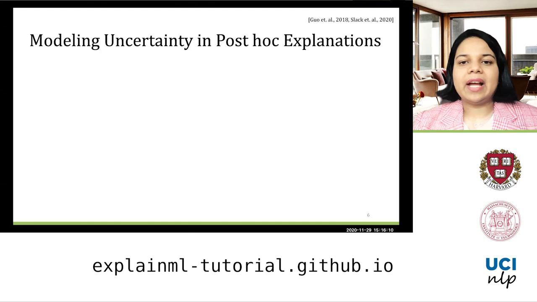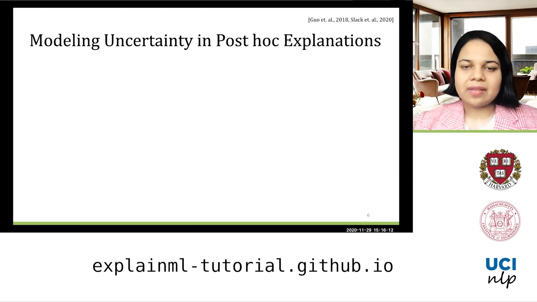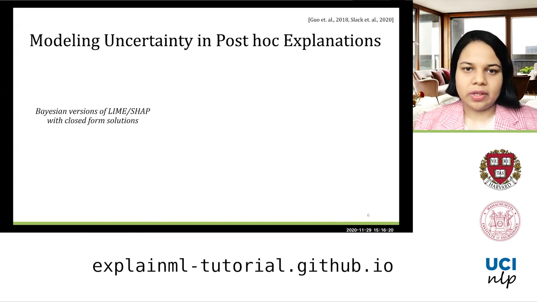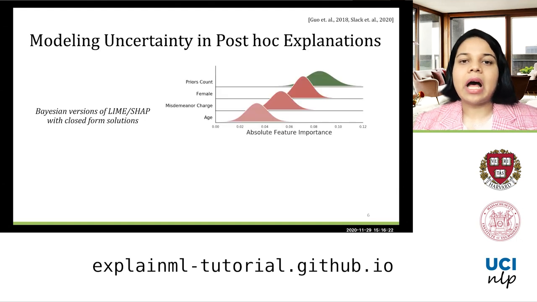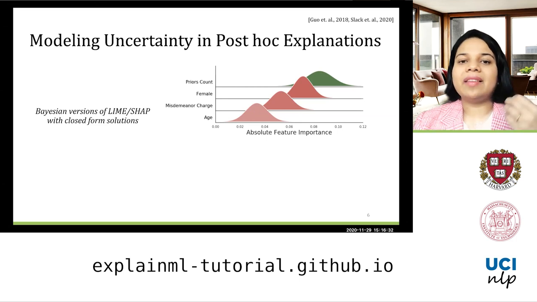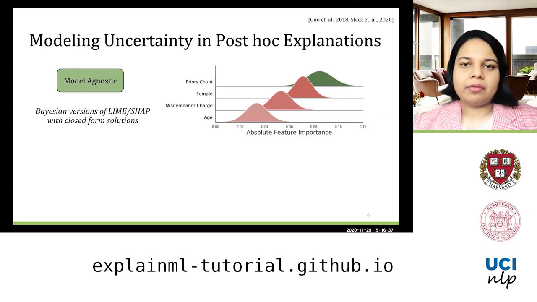Let's start with modeling uncertainty in post-hoc explanations. There has been some recent work which proposed Bayesian versions of LIME and SHAP with closed form solutions. In this case, the output basically looks like this, where we get feature importance intervals as opposed to just point estimates of feature importances, so that the uncertainty in the explanation is captured better. These approaches are, of course, model agnostic, which means they don't need access to any of the internal details of the model they're trying to explain.